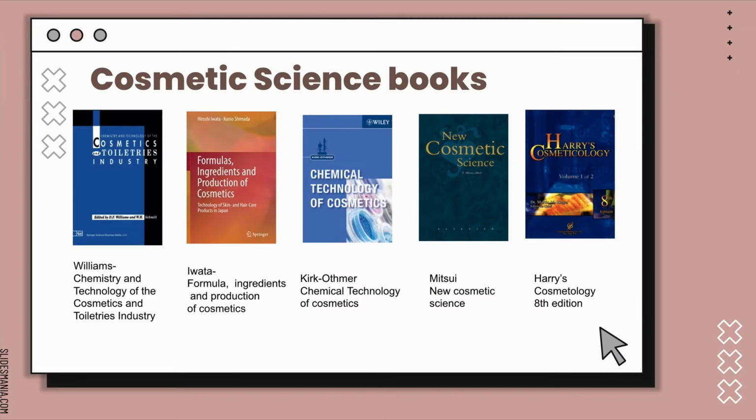So here are some very good cosmetic science books. The first one is Williams with Chemistry and Technology of the Cosmetics and Toiletries Industry. Then we have Iwata with Formula Ingredients and Production of Cosmetics. And we have Kirk-Othmer with Chemical Technology of Cosmetics, Mitsui with New Cosmetic Science, and then we have the Bible, which is Harry's Cosmetology, especially the 8th edition, which is the most commonly found.